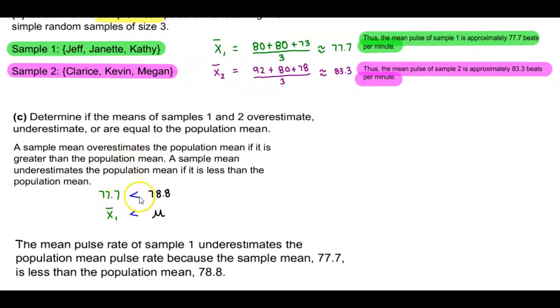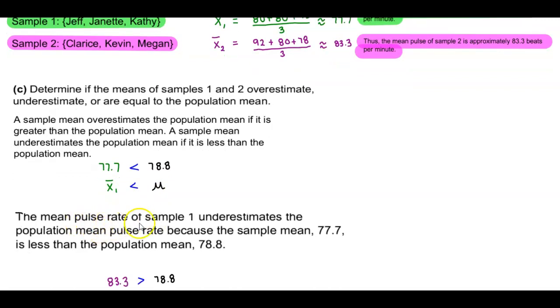77.7 is less than 78.8, which means that the sample mean 1 is less than the population mean. So therefore, the mean pulse rate of sample 1 underestimates the population mean pulse rate because the sample mean is less than the population mean.